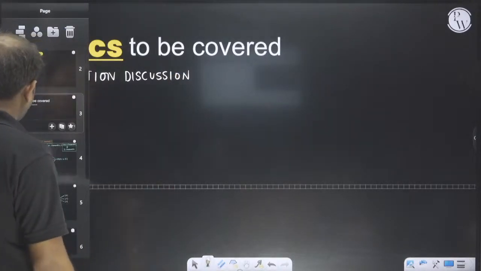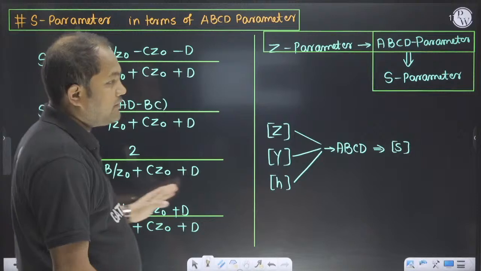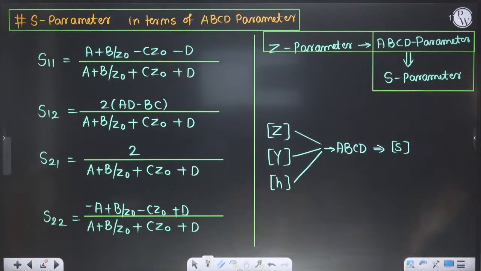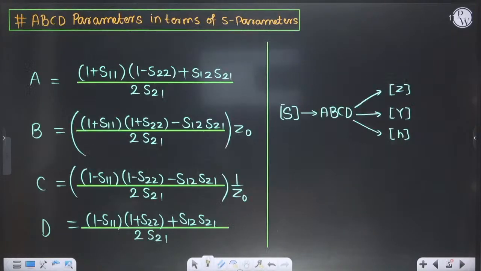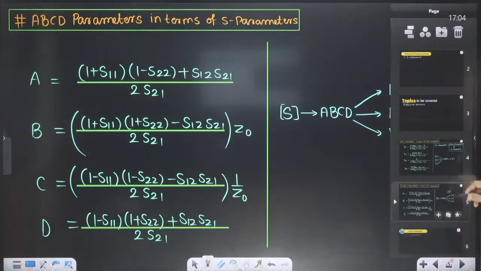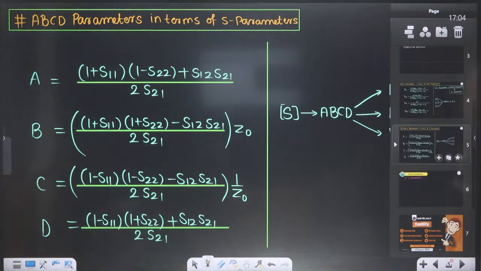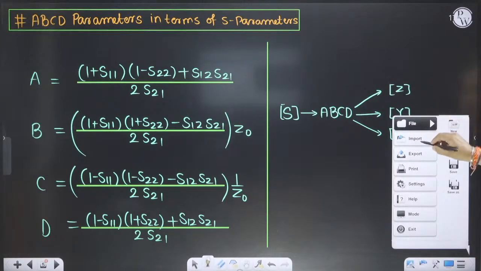So this top point is very important in S parameter. What is this point? The conversion from ABCD to S parameter and from S parameter to ABCD. This conversion is very important. You have to remember this conversion. Then after we will go for the next point. That means we will go for the question discussion.